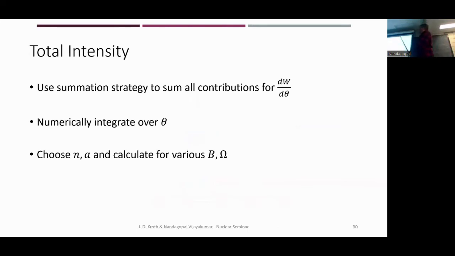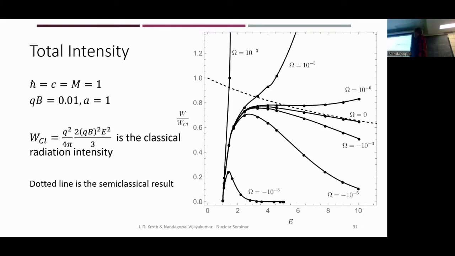And so now we're just going to get into the total intensity. We're going to use that data that we got for the angular distribution, numerically integrate, and see what happens for various input parameters. And this is the figure we get. So this is the total intensity normalized to classical intensity. One of these lines here is our no rotation case. It approaches this dotted line, which is our semi-classical result, essentially at high energy, where we say n prime goes to a continuum, and we can integrate rather than sum.